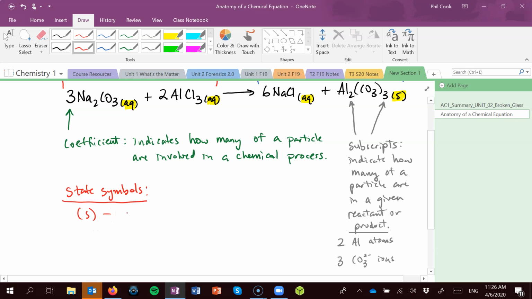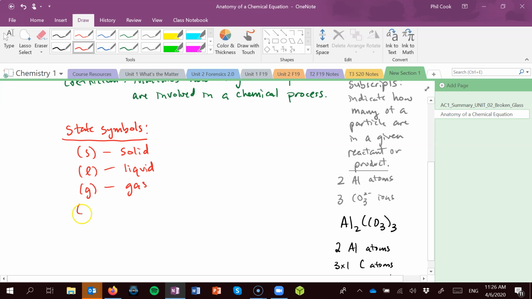S, which means solid. L, which means liquid. G tells us it's a gas. And the one that's probably new for you is AQ, which means aqueous. That fundamentally means that the substance is dissolved in water.